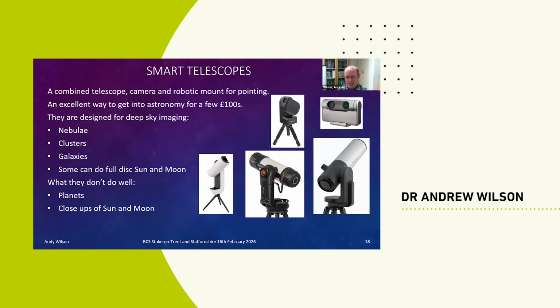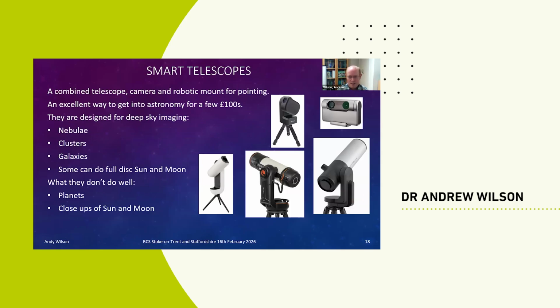However, in the past few years, there's been quite a revolution of what's termed smart telescopes. What these do, these combine a small telescope, a camera, and a robotic mount for pointing. And they're an excellent way to get into astronomy. They cost typically a few £100s. You can get them for a few thousand, but I'd recommend if anyone's interested, start with one of the smaller, cheaper ones, because you can get a lot of what you might do with the larger telescopes, you can actually do with the small ones.